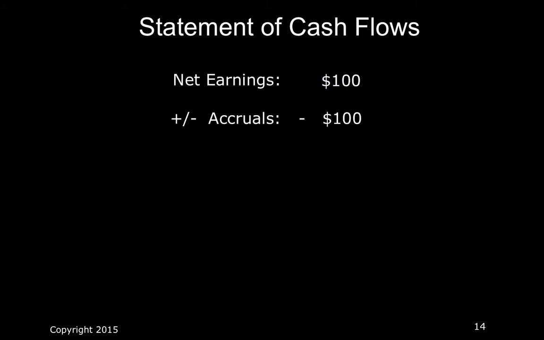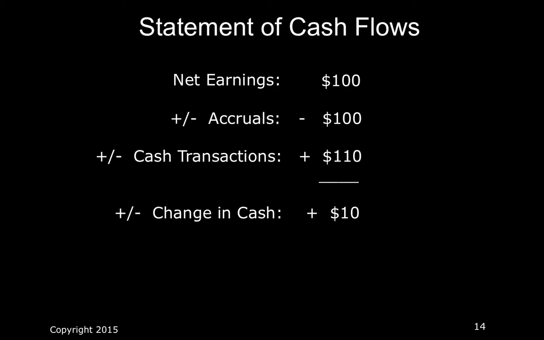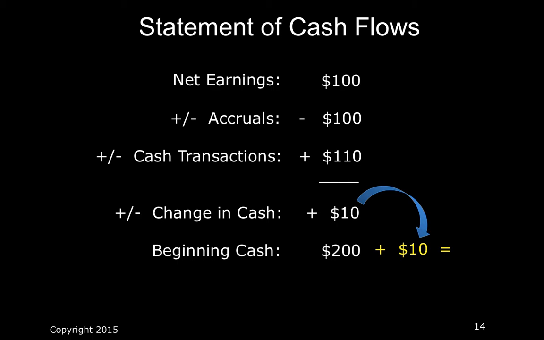We now should have a good grasp of how the statement of cash flows works. We start with net earnings. We make adjustments to net earnings to reflect accruals, such as the change in receivables, and to reflect cash transactions, such as payments on receivables. And after making those adjustments, we have the change in cash for the time period measured. Now we can provide a picture of the change in the business's cash position. We take the cash at the beginning of the period and add or subtract the change in cash, which gives us the business's cash position at the end of the period.